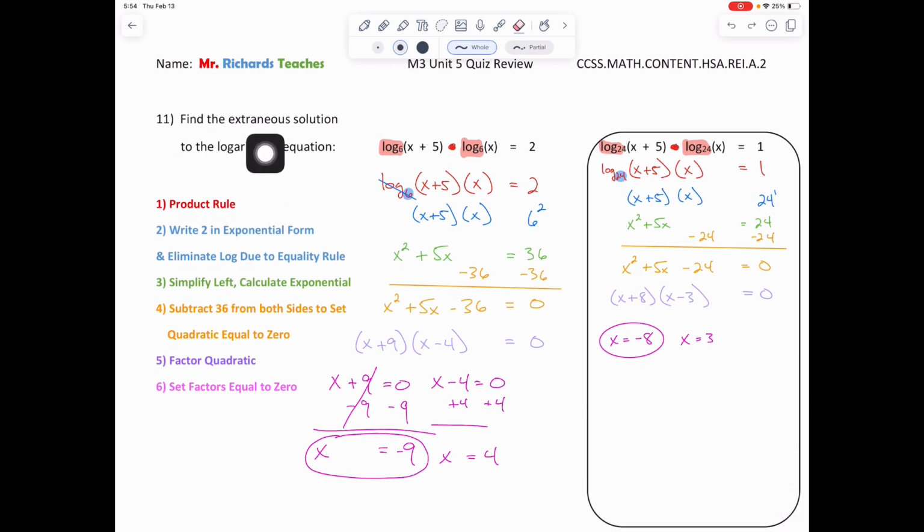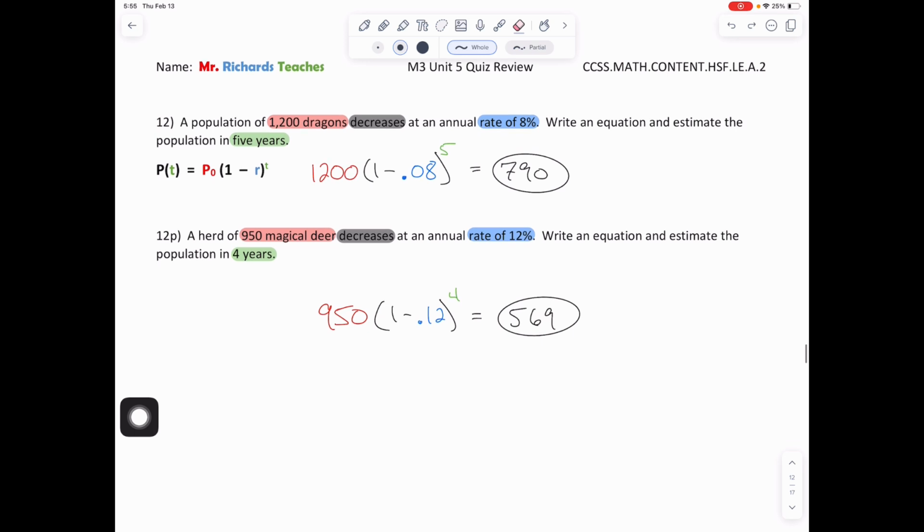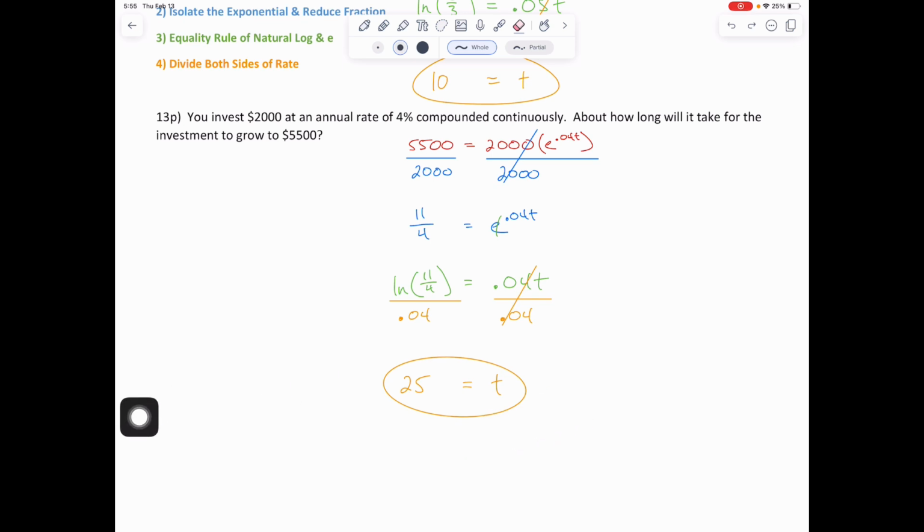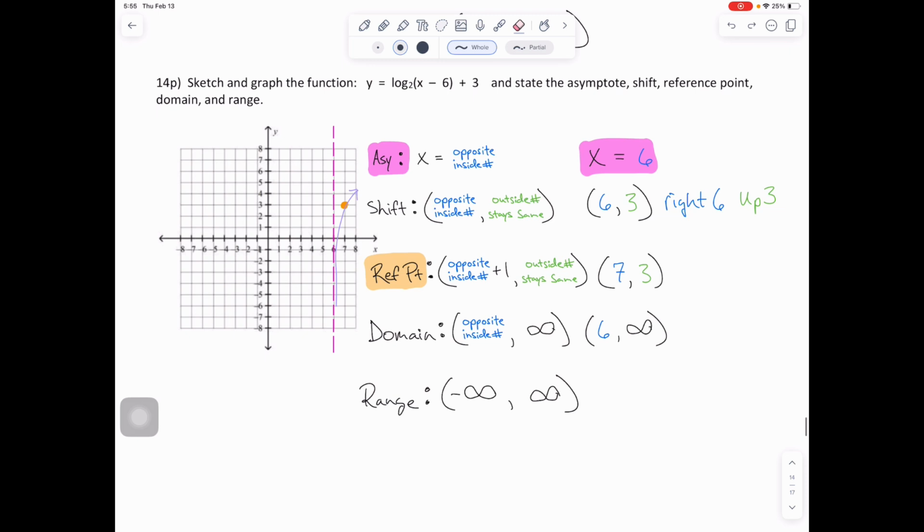For number 11, we defined the extraneous solution. So when we plugged in x equals -8, well, -8 plus 5 gives us -3. And we need an answer above 0, so that's not going to work, giving us our extraneous solution of x equals -8. For number 12, plug and chug into the formula, 569. For number 13, again, plug and chug into the formula, 25 equals your t of time. For 14, for your practice, you should have had an asymptote of x equals 6, a shift of right 6 up 3, a reference point of (7, 3), a domain of (6, infinity), and a range of (-infinity, infinity). We will hug our asymptote and go up to the right, and that is your graph.